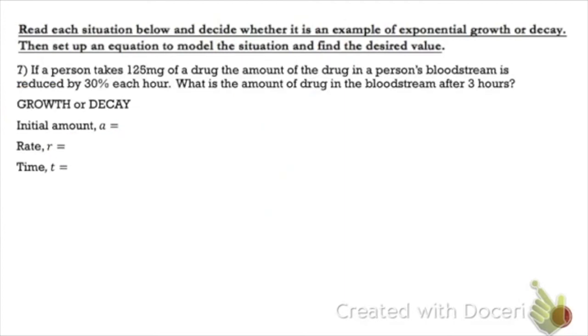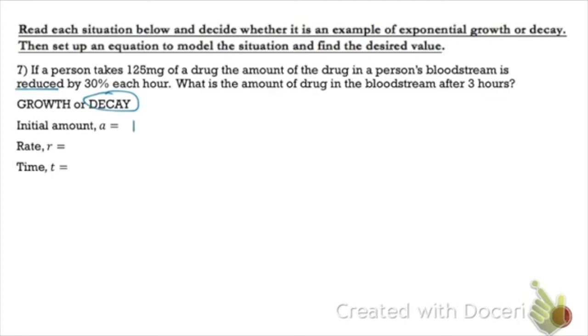Number 7. If a person takes 125 milligrams of a drug like Tylenol, the amount of the drug in a person's bloodstream is reduced by 30% each hour. So what is the amount of drug in the bloodstream after 3 hours? So let's look for language to tell us whether it's growth or decay. We've got the word decreasing, reduced. There it is, it's reduced. So this is a situation where we are decreasing.